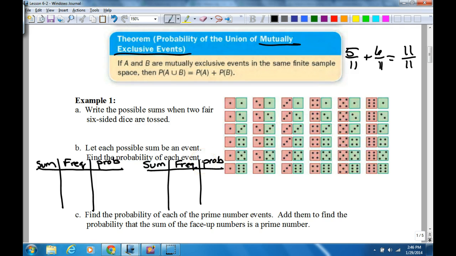Okay. So our first possible sum is 2. How many times do you see the sum of 2 in the picture? One time. Okay? So my probability of getting this is 1 out of what? Out of 36. Okay? My sum of 3. What is my frequency of finding a 3? 2. And that's going to be 2 out of 36, or 1 over 18, right?